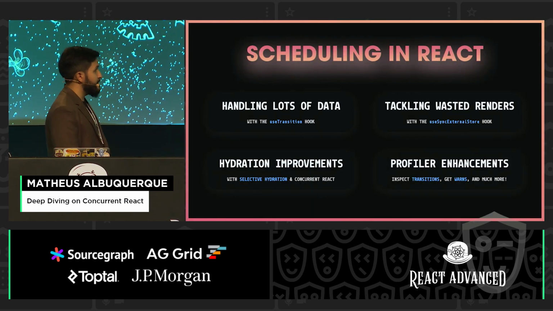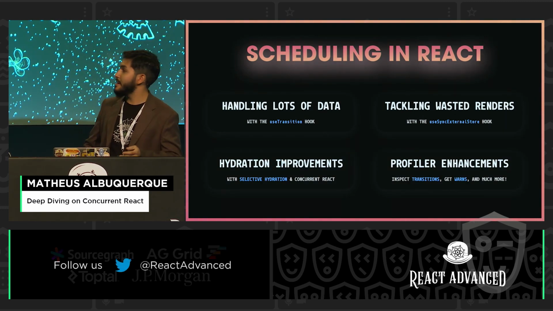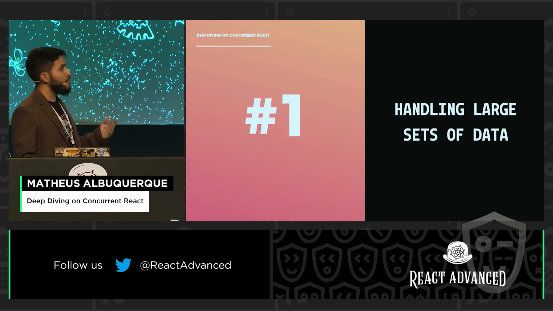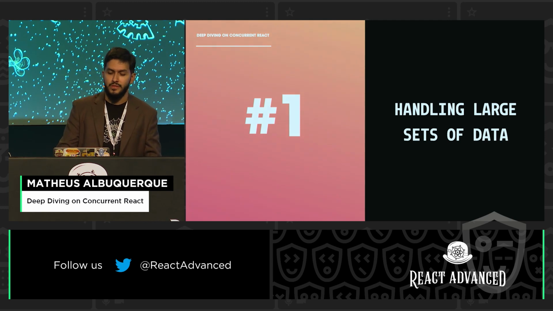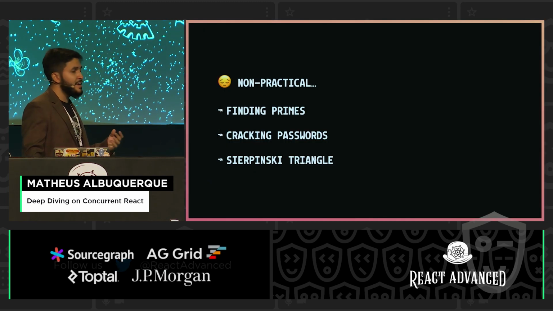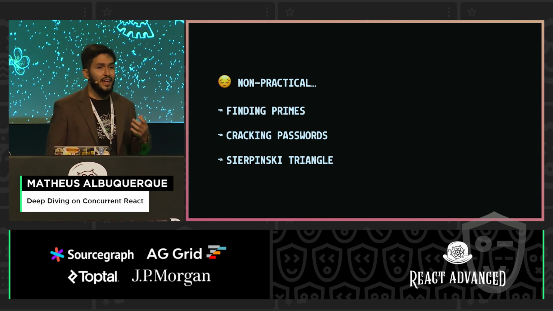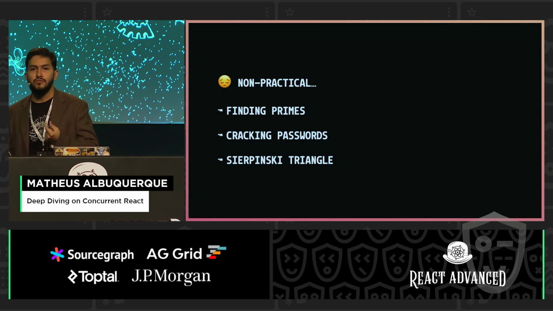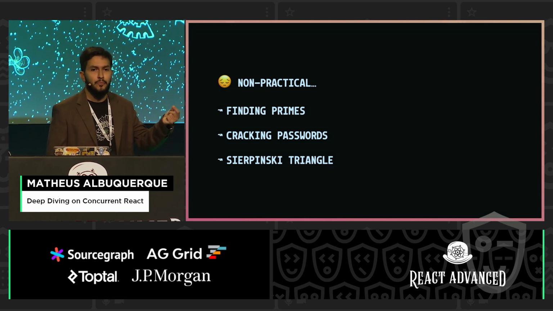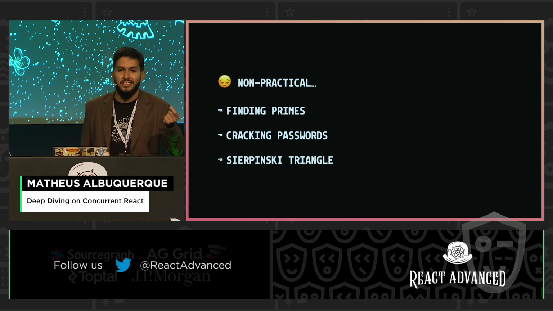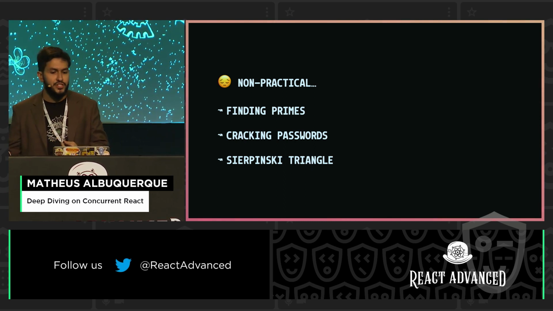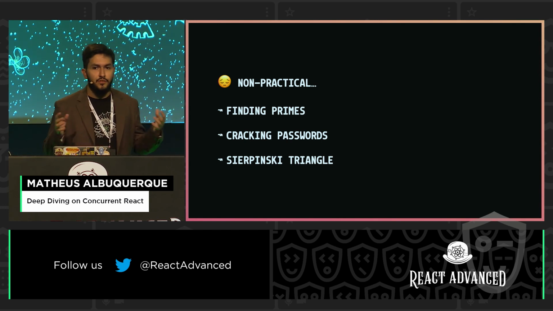Again, there are many scenarios where I think each of the concurrent features can be amazing, but I grouped four of them here. The first one is when we have to handle a lot of data. I admit that a lot of the examples we saw out there, at first moment, sound impractical. For example, finding primes in our render methods and optimizing that with a transition, running complex algorithms for cracking passwords, or even rendering huge stuff.